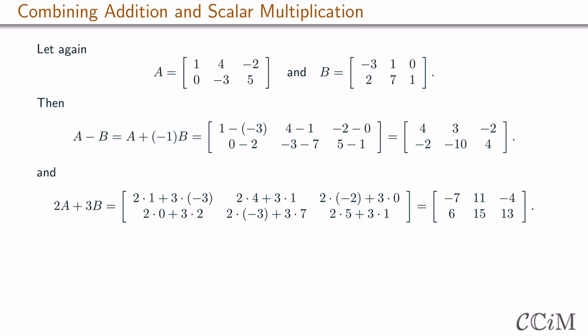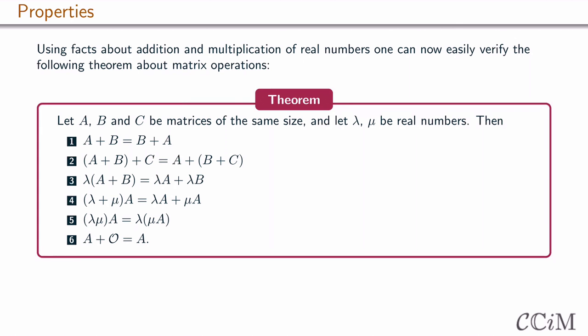Similarly, if we wanted to find the matrix 2A plus 3B, then we would first take the matrix A and multiply each of its entries by 2, and then add to that 3 times each entry of the matrix B. And we end up with 2 times 1 plus 3 times negative 3, which equals negative 7, 2 times 4 plus 3 times 1, which is 11, 2 times negative 2 plus 3 times 0, which is negative 4, and so forth. We now can find some properties for the addition of matrices and the scalar multiplication of matrices.